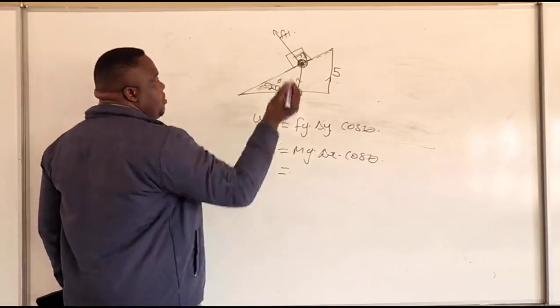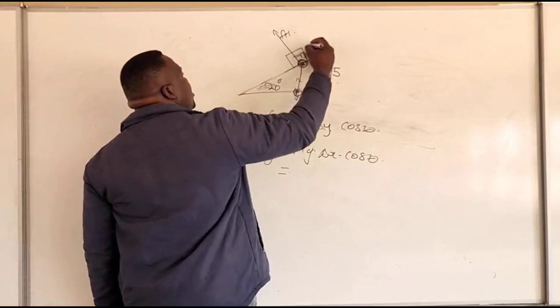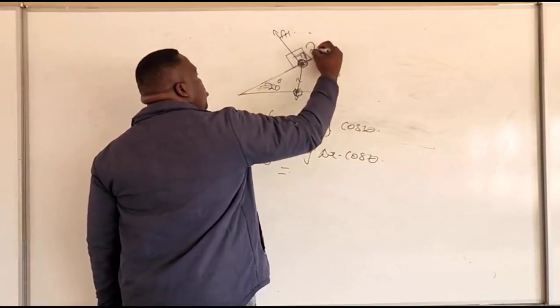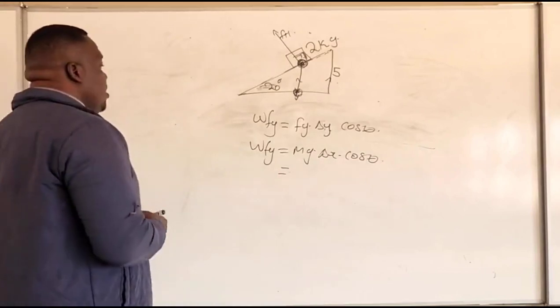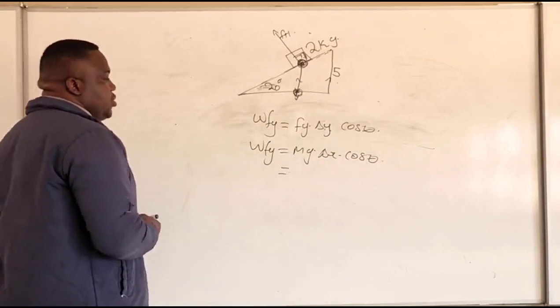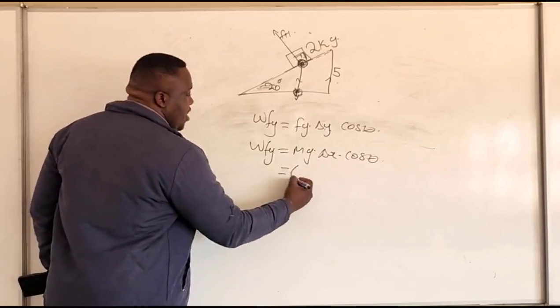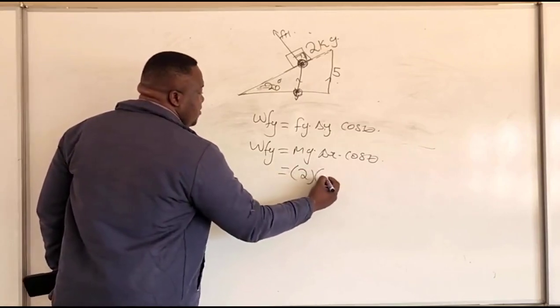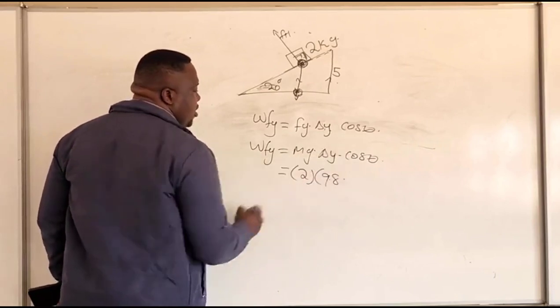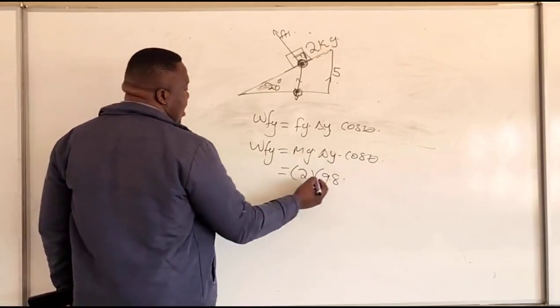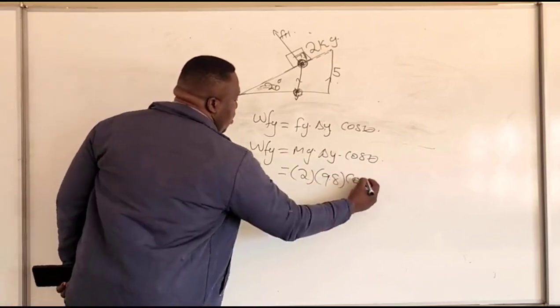The mass of the object is the same object as I gave you initially. The mass is 2 kg. I forgot to indicate the mass for you. The mass is 2 kg. So we're going to have mass 2, gravitational acceleration 9,8. This is delta y, I'm sorry. Delta y. Then we'll have cos.